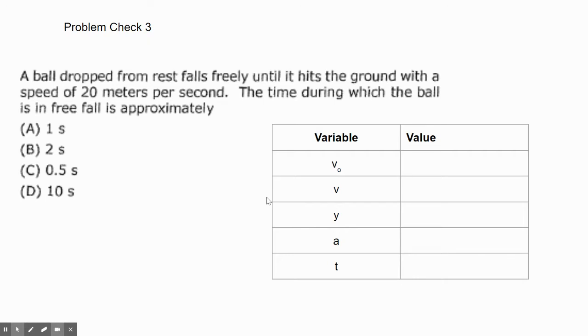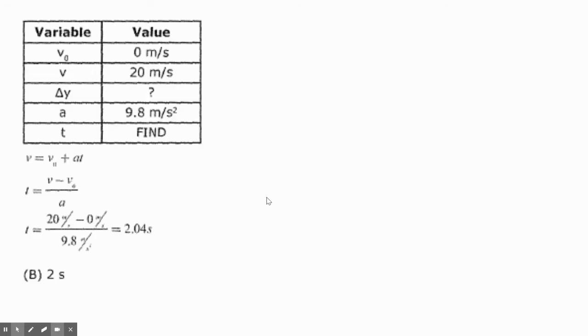Problem check 3. A ball dropped from rest falls freely until it hits the ground with a speed of 20 meters per second. The time during which the ball is in free fall is approximately... B, 2 seconds.